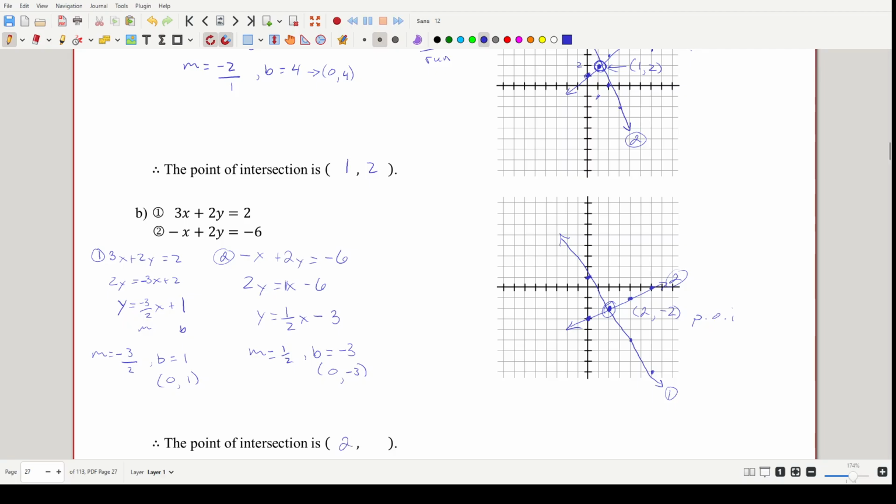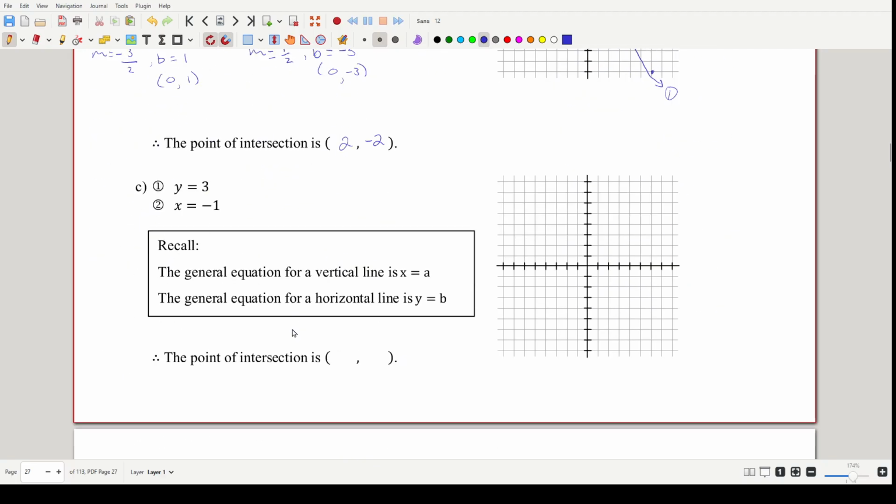Down over here, 2, -2. Okay, so we've now done a very simple equation. We've done a couple equations that involve a little bit more work. Let's go a little bit further. Oh, well, this is new. We only have one variable in each statement.